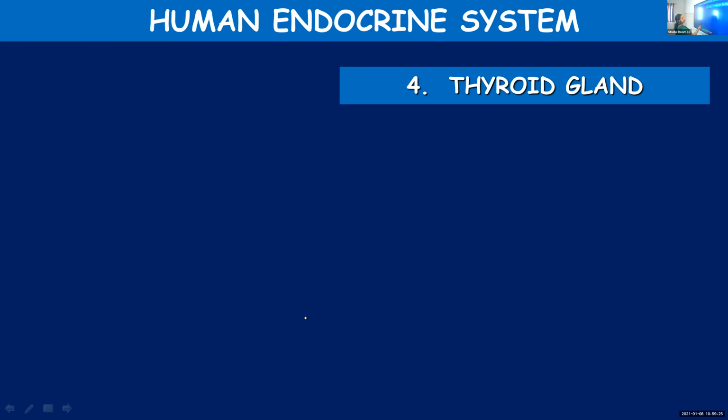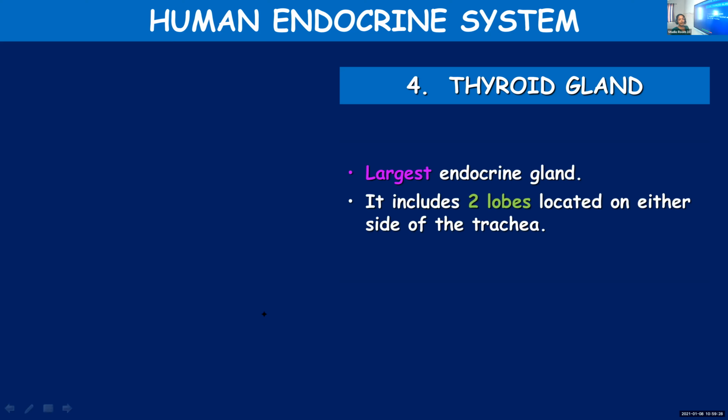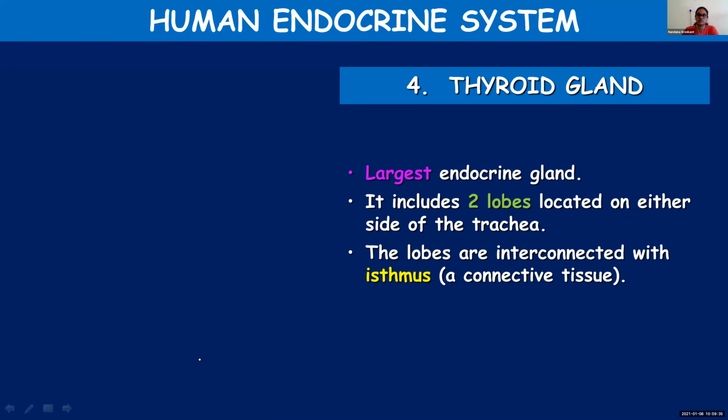Thyroid gland. It's the largest endocrine gland. Which is the smallest endocrine gland, Nandana? Pituitary gland. Okay, good.